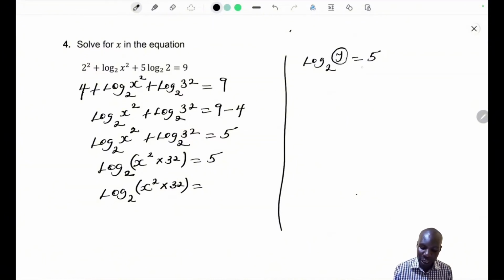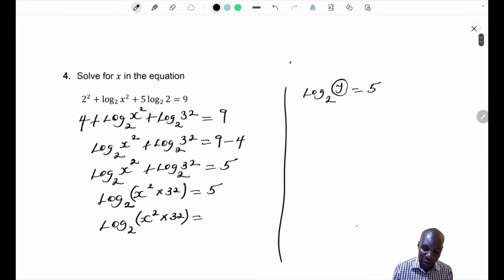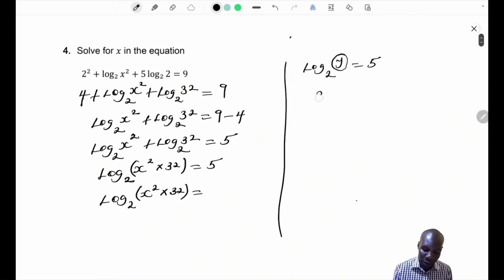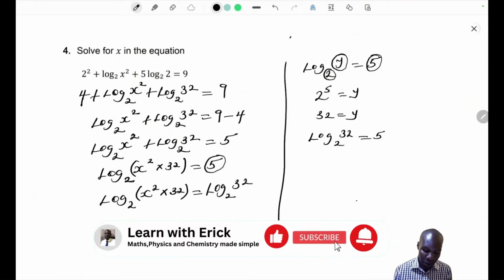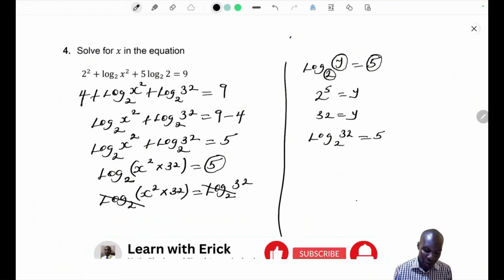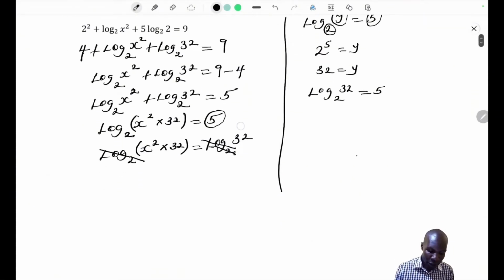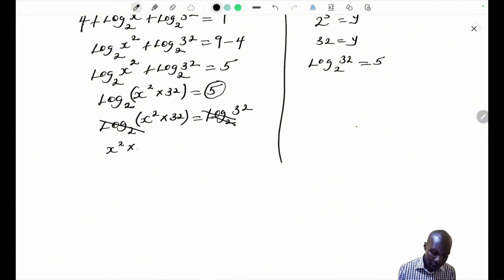For us to get y, we convert this into index notation, and it will say 2 to power 5 gives us y. So 2 to power 5 is 32, which equals y. So it is the same as log of 32 to base 2 equals 5. So instead of having this 5, we can have log of 32 to base 2. So that log to base 2 cancels out. We are left with x squared times 32 equals 32.